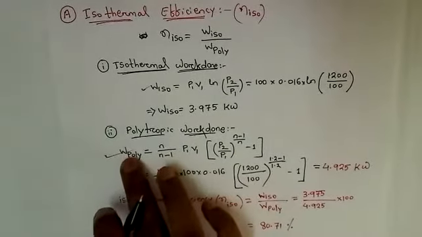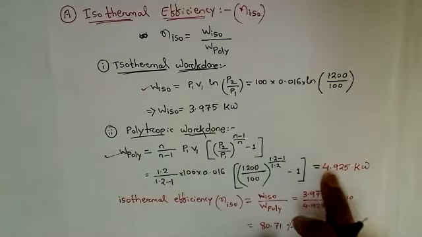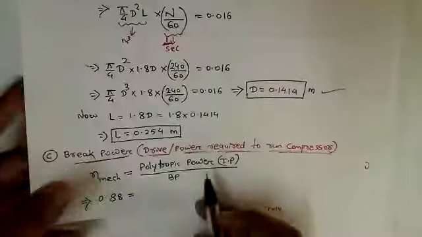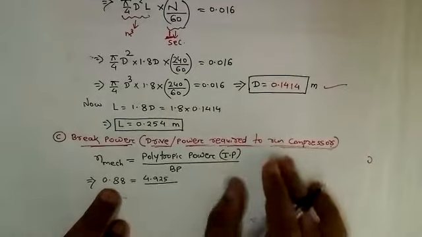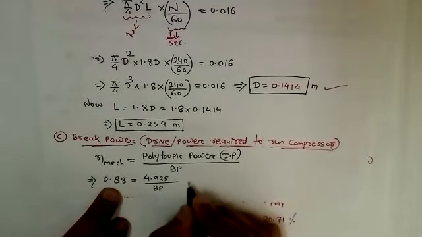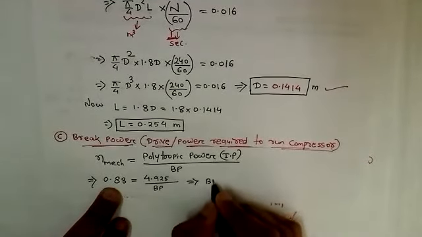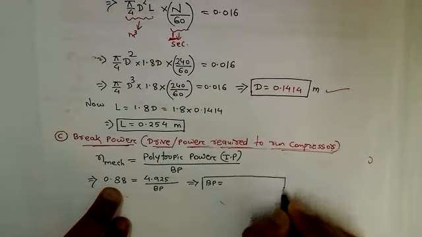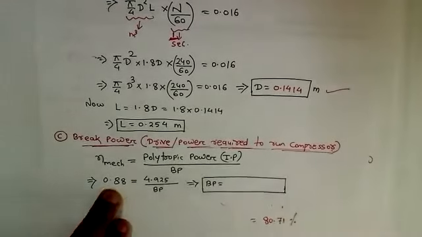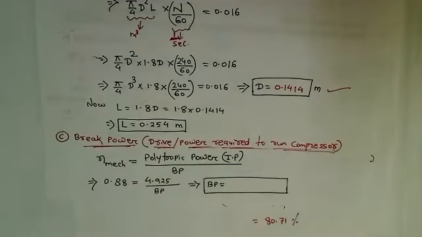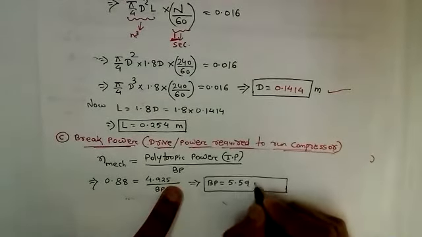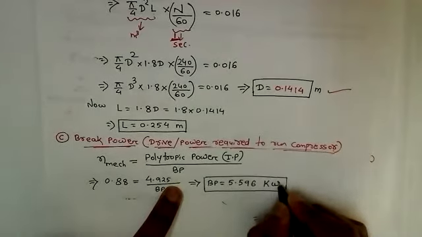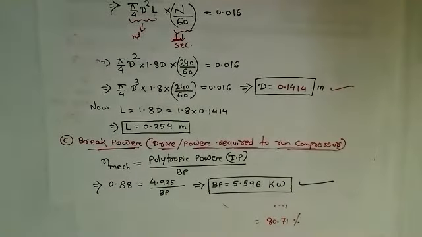So polytropic work done or polytropic power we have got 4.925. So 0.88 equals 4.925 divided by brake power. Now you solve this equation and tell me how much brake power we are getting. 5 point something will come, 5.596 kilowatts. Okay, so in this way we have completed.